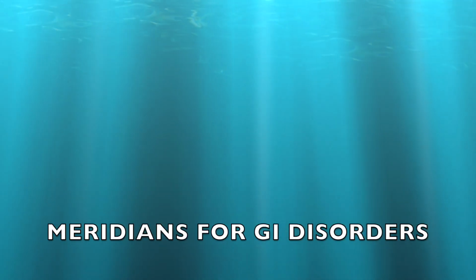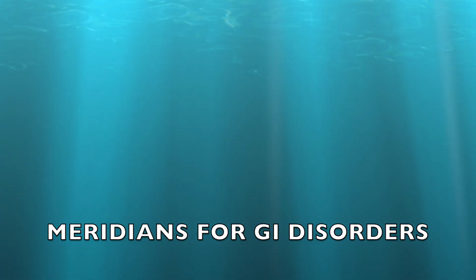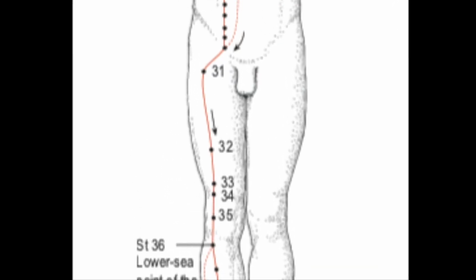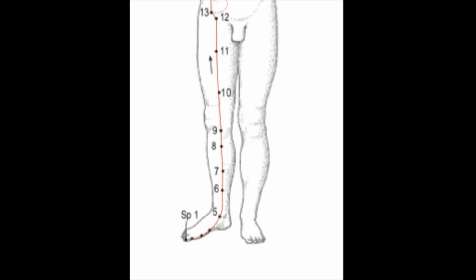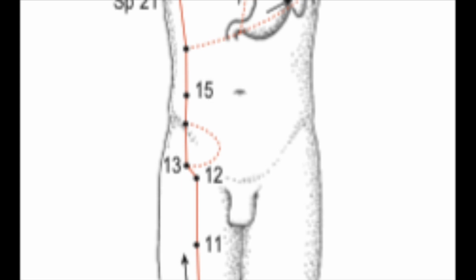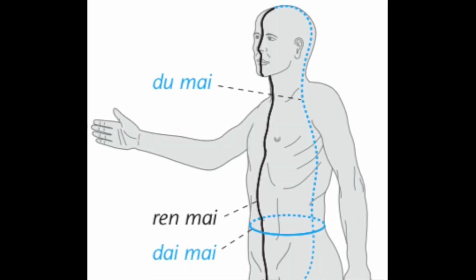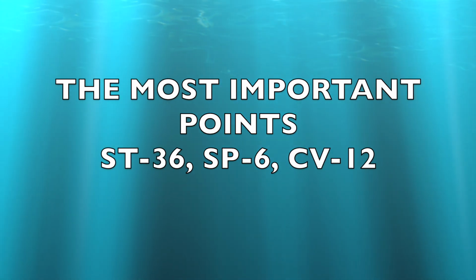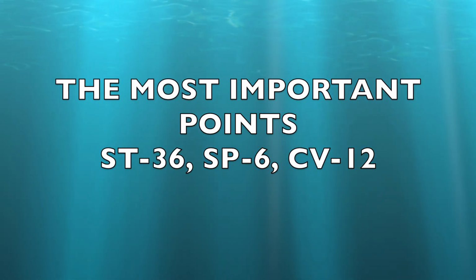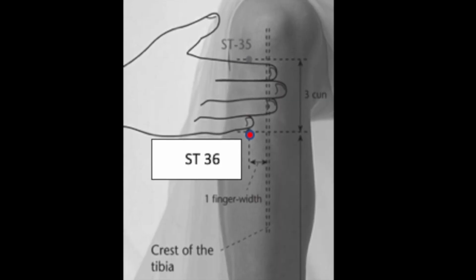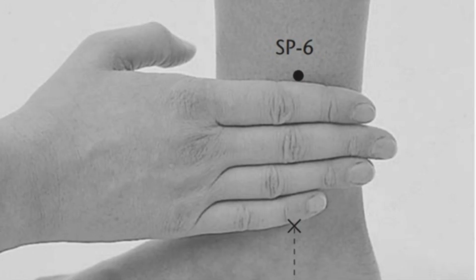In the treatment of GI disorders, acupuncture points on the paired channels of stomach and spleen are generally chosen. The unpaired channels crossing the abdomen, namely the Ren and Du channels, also assume importance. By far, the most important and widely used points for abdominal ailments are stomach 36, spleen 6, and Ren 12.